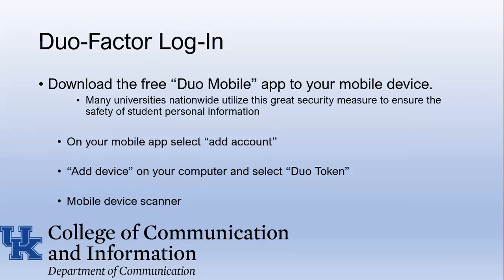On your mobile app, select Add Account, and then select Add Device on the computer screen and select Duo Token. On your computer screen, you will be prompted to a barcode, and then on your phone will be your camera. Hover your camera over the screen, and then Duo Mobile should be able to activate your account within seconds. A very easy setup and very important as well.